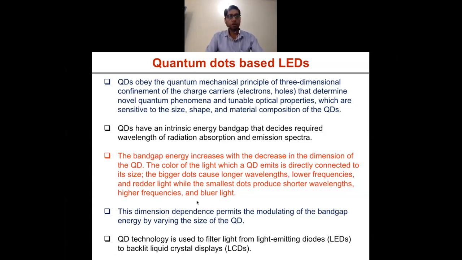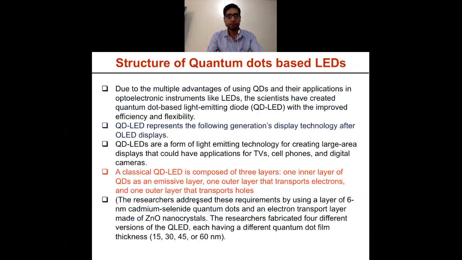The bigger dots cause longer wavelength, lower frequency, and redder light, while the smallest dots produce shorter wavelength, higher frequency, and blue light. This is because of the size-dependent property of the quantum dots. It means if you increase the size of the quantum dot, the band gap decreases. If you decrease the quantum dot size, then the band gap increases. This dimension dependence permits modulating the bandgap energy by varying the size of the quantum dots. Therefore, quantum dot technology is used to filter out light from LED to backlit LCD systems.